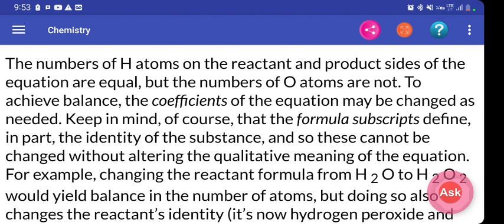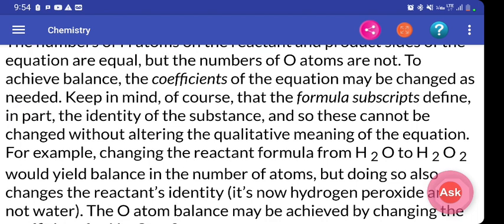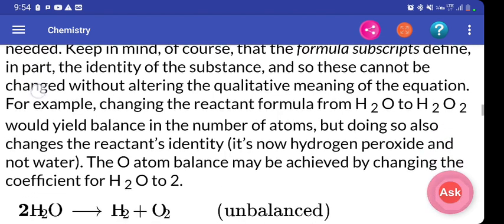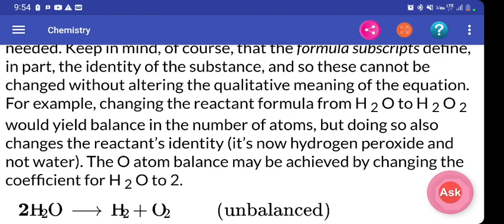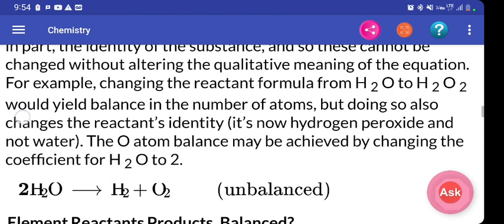Keep in mind, of course, that the formula subscripts define, in part, the identity of the substance, and so these cannot be changed without altering the qualitative meaning of the equation. For example, changing the reactant formula from H2O to H2O2 would yield balance in the number of O atoms, but doing so also changes the reactant identity. It's now hydrogen peroxide and not water.